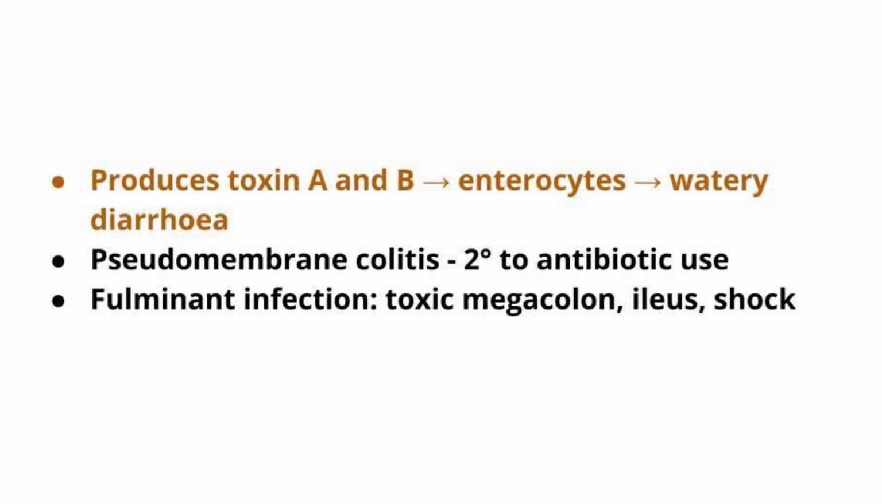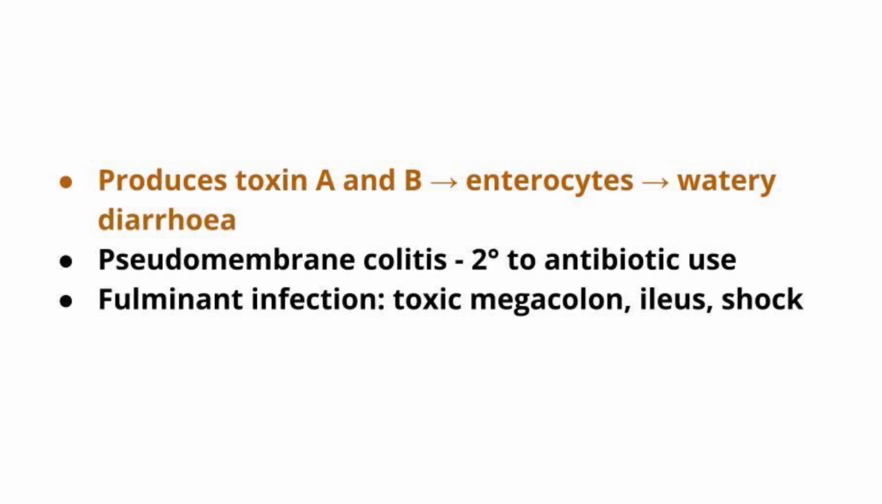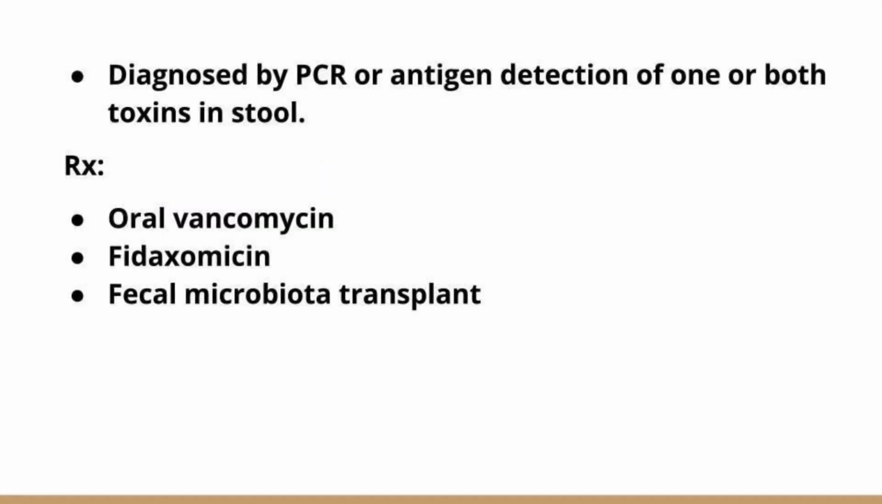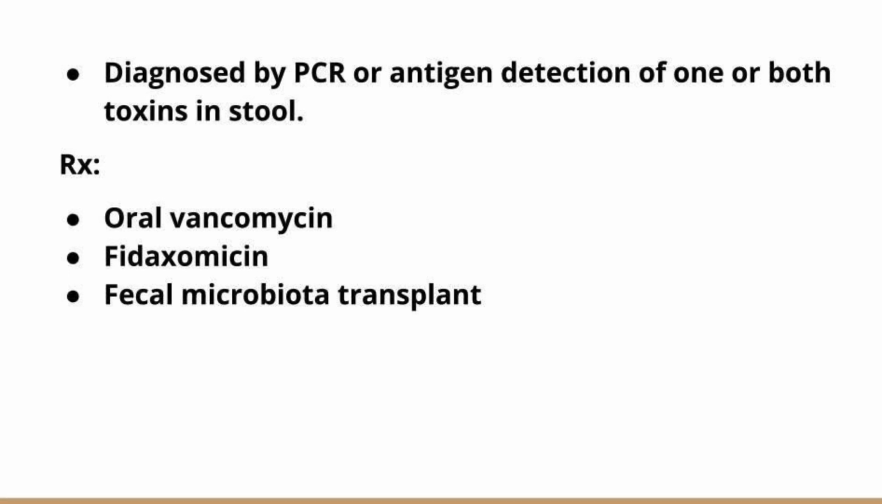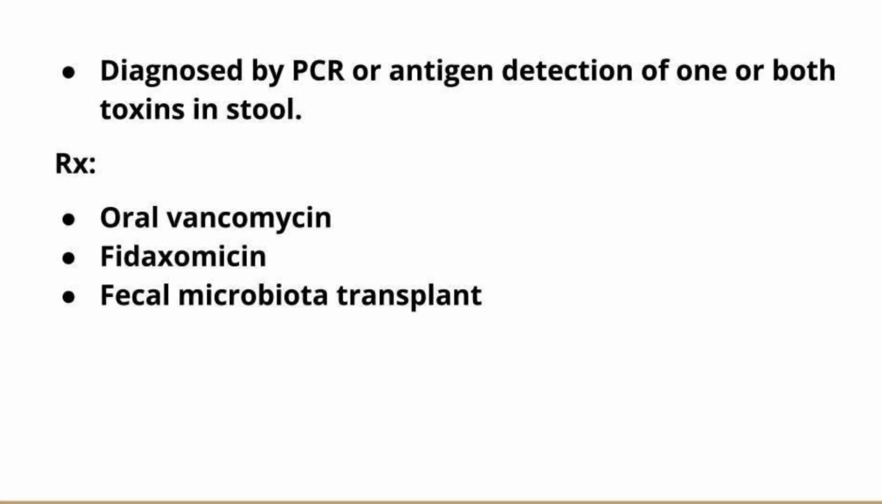The clinical presentations in fulminant infection may be toxic megacolon and ileus. It may also eventually lead to shock. The diagnosis is done by PCR or antigen detection of one or both of the toxins in the stool of the patient, and the treatment includes oral vancomycin or fidaxomicin. And in resistant cases, fecal microbiota transplant can also be tried. It has given the best results in resistant cases.